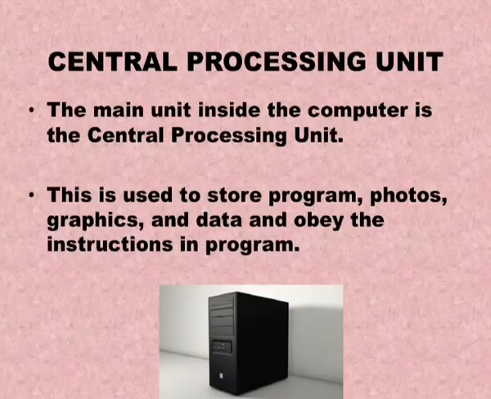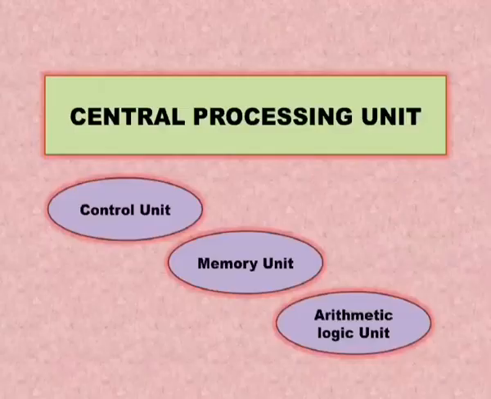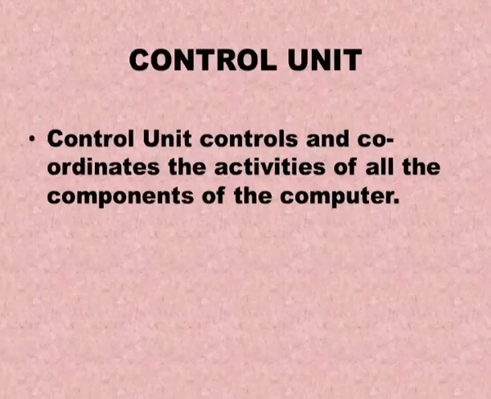This is used to store programs, photos, graphics and data, and obey the instructions in the program. It is divided into three subunits. First is the control unit, second is the memory unit and third is the arithmetic logic unit, that is ALU. First one is the control unit. The control unit controls and coordinates the activities of all the components of the computer.